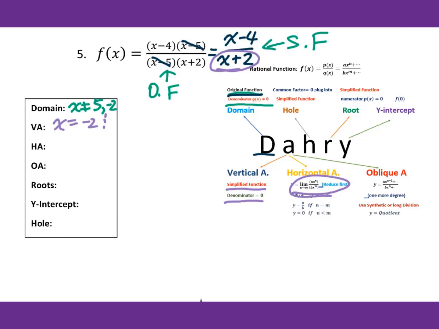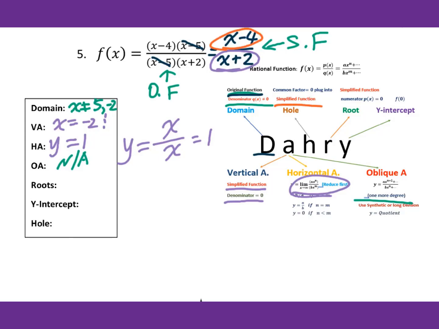For the horizontal asymptote line, that's a limit of the leading term. You get x over x equals 1, thus you get y equals 1. For the oblique asymptote line, none, because the keyword is one more degree, and it's not. For roots, you will make the numerator of the simplified function equal to 0. Therefore, you get (4, 0).